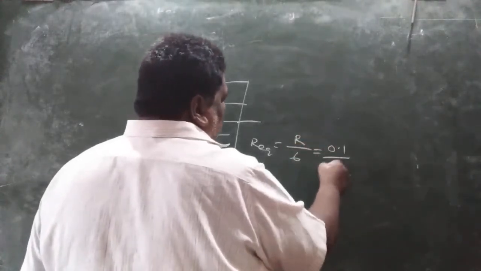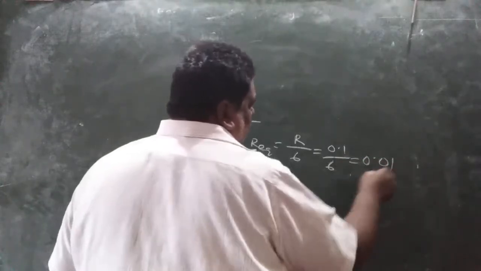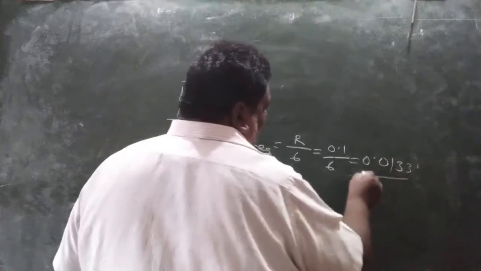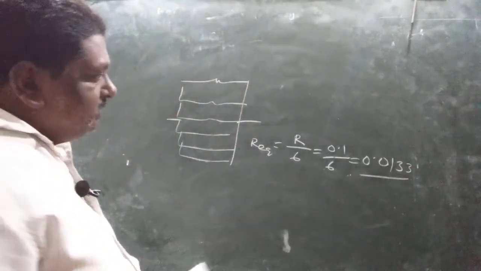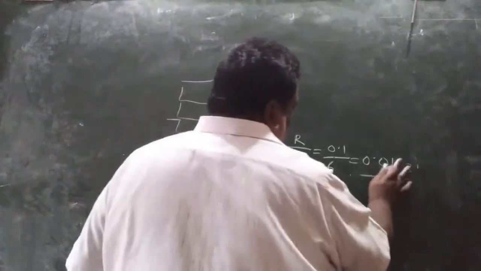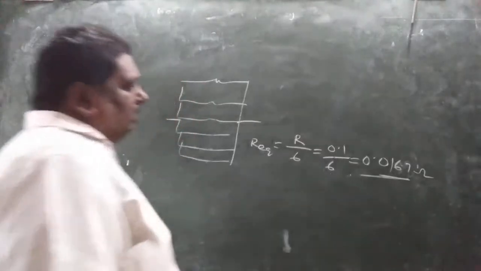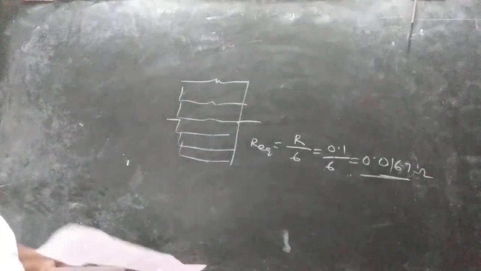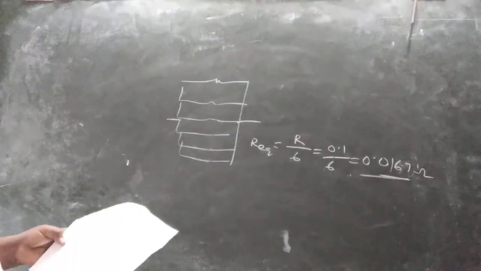So 0.1 by 6 is 0.0166 and so on, that is 0.0167 ohm. So with 0.1 ohm resistors each connected in parallel, the least resistance we can get is 0.0167 ohms. This is the answer for the 9th question.